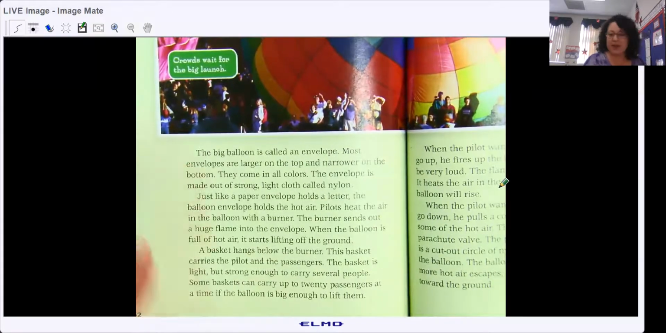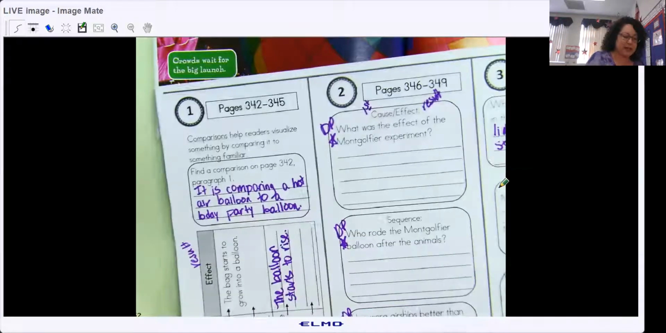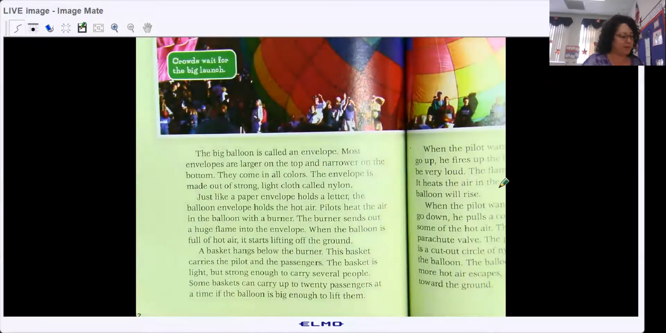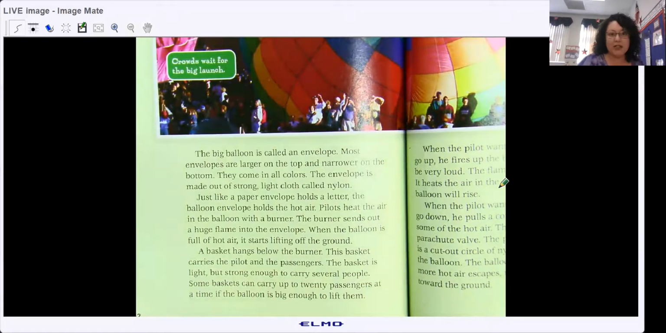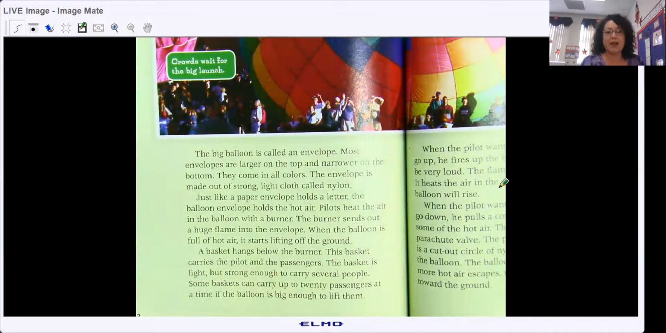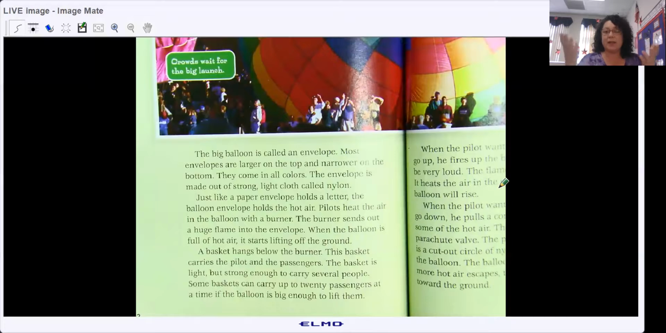Okay, 3 paragraphs here on this page, and our next box is multiple meaning words. The big balloon is called an envelope. Most envelopes are larger at the top and narrow at the bottom, and they come in all colors. The envelope is made out of strong, light cloth called nylon. Just like a paper envelope holds a letter, the balloon envelope holds the hot air. That's a comparison like we talked about yesterday, comparing the paper envelope to the balloon envelope.